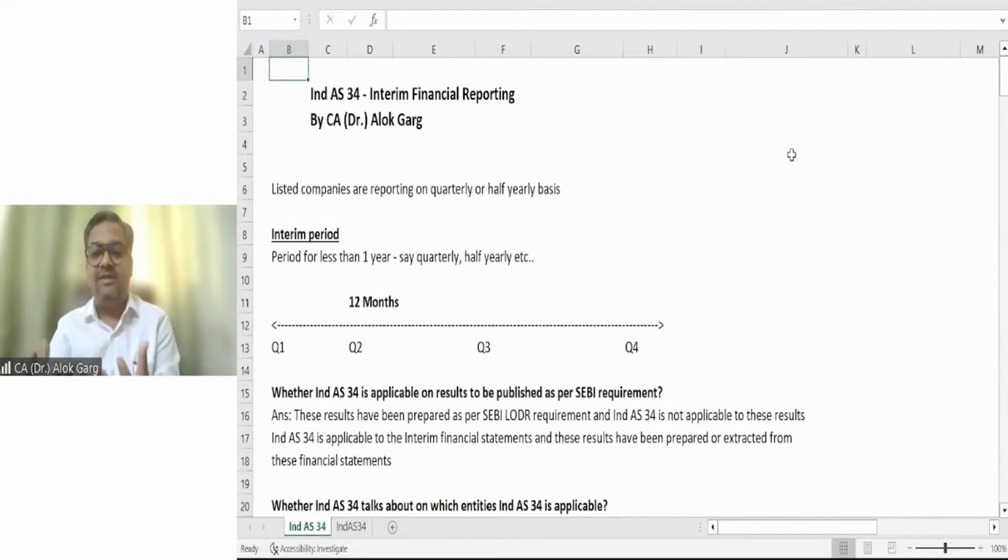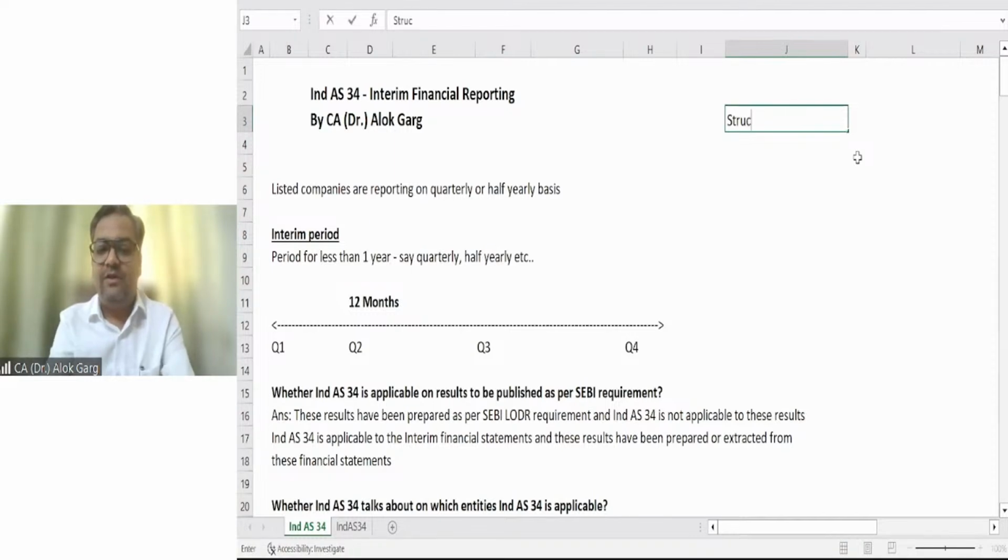And on interim financial statements, IND AS 1 is not fully applicable to the structure and content of these financial statements. Why? Because IND AS 34 itself has provided the structure and content of interim financial statements. But as far as key features are concerned, what could be the key features? You remember there are two aspects in IND AS 1: structure and content, and the second one is key features. First we covered the key features in IND AS 1 and then we covered the structure and content.